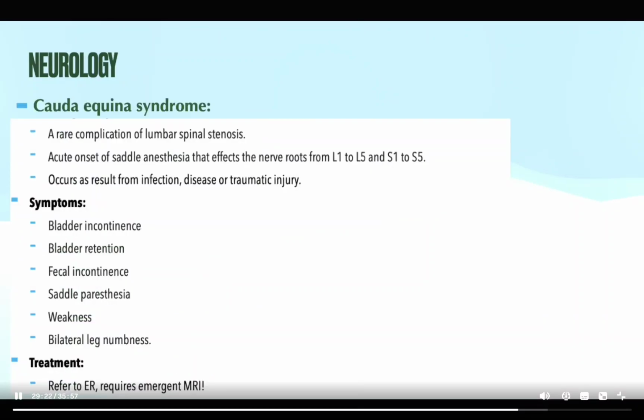Cauda equina syndrome. So this is a rare complication of lumbar spinal stenosis, and it affects the nerve roots from L1 to L5 and then S1 to S5. These patients typically present with one or more of the following symptoms with acute back pain. So bladder incontinence or retention, fecal incontinence, saddle paresthesia, bilateral leg numbness or weakness. All of those are huge red flags associated with lower back pain or acute back pain. They require an emergent MRI. It can occur from infection, disease, traumatic injury, but if ever a patient reports those red flag symptoms, they need an emergent MRI.